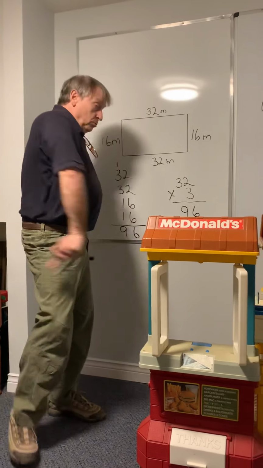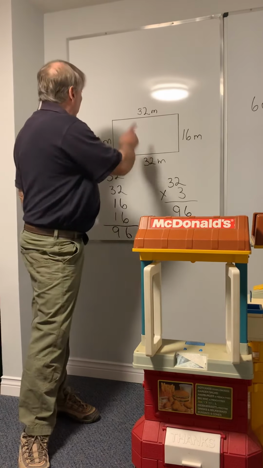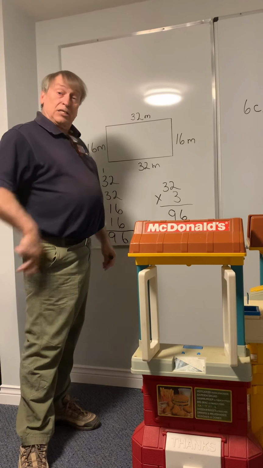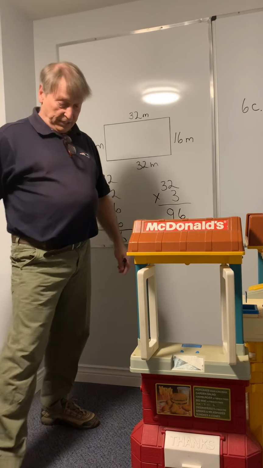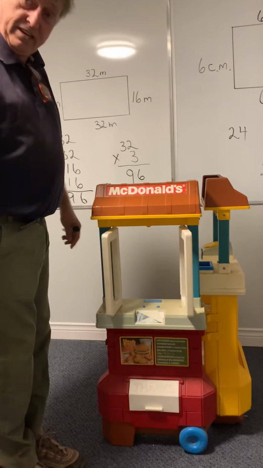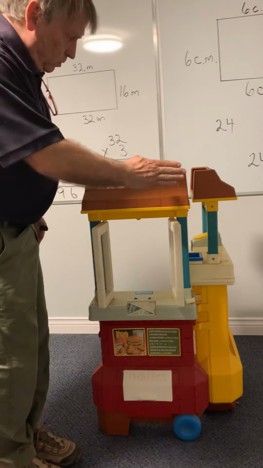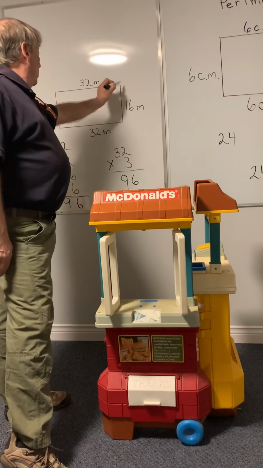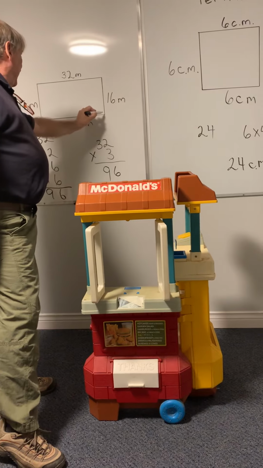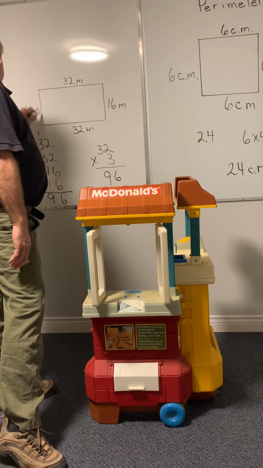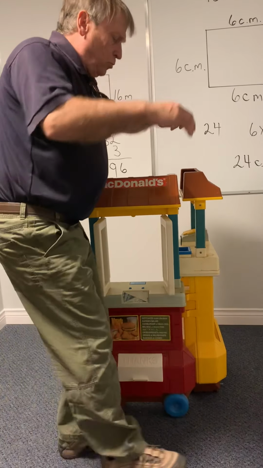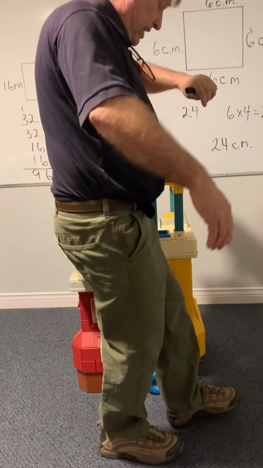Now what I'm going to do is I'm going to show you the perimeter of this McDonald's. So I'm going to walk the perimeter for you. I'm going to start right here. I'm going to walk all the way down to the end, which would be along this line. Then I'm going to do this line. Then I'm going to do this line. Then I'm going to do this line.